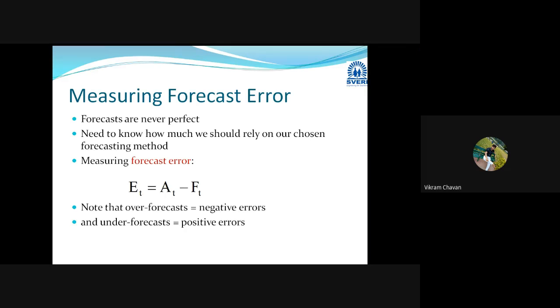Okay. So now I think you are clear with measuring error and how to calculate these errors in case of forecasting. So write down the headline: measuring forecast error. And just write down one formula, that is E suffix T.